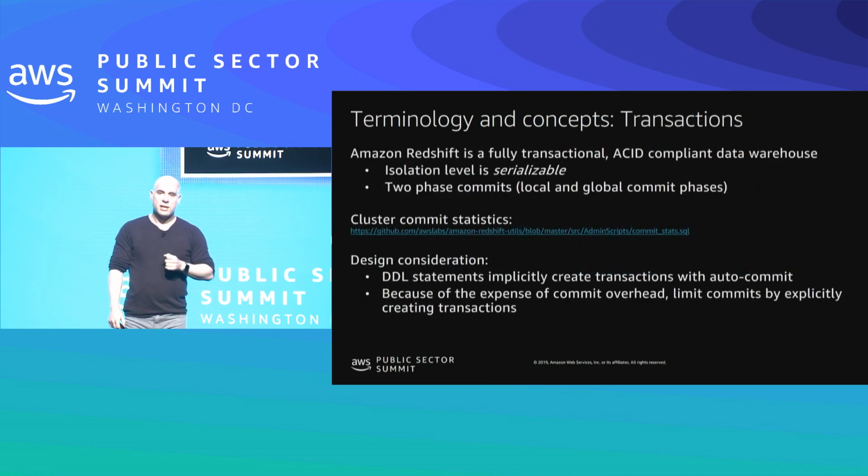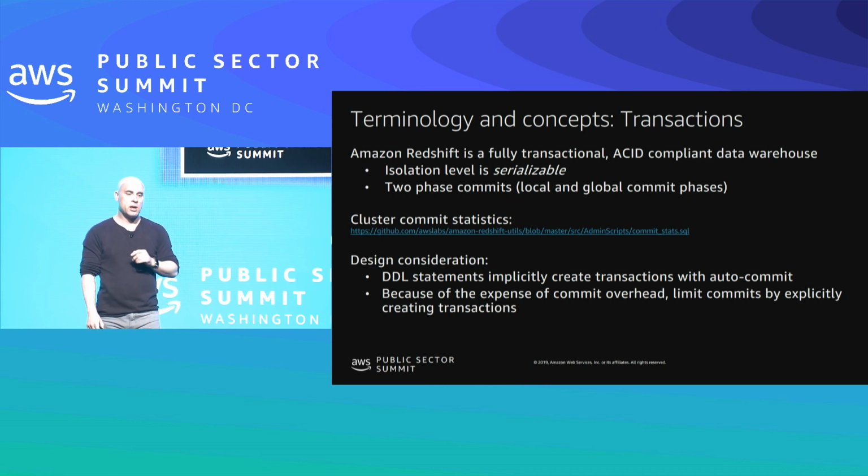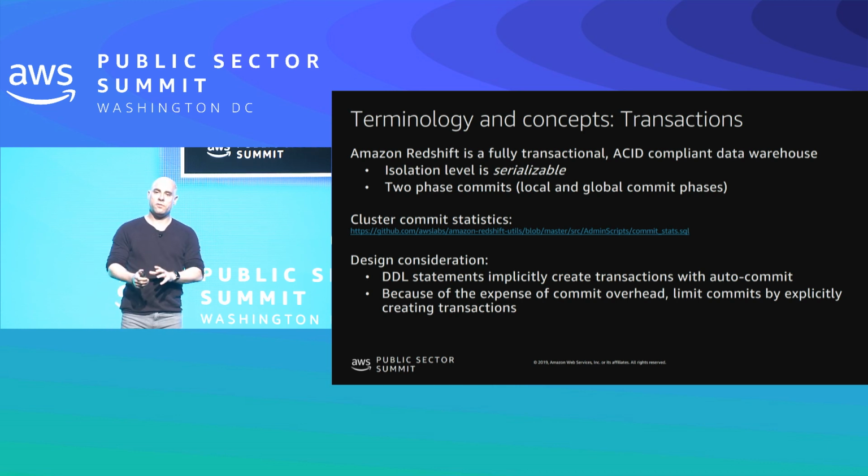Redshift is ACID compliant. It is fully transactional. We really only have one isolation level in Redshift though. It's serializable. You can request the other ones, you'll just end up getting a serializable isolation level. Our commits have 2 phases. Obviously it's an MPP data warehouse, we have many nodes, so there's a local phase to the commit and a global phase. Because of that, commits are more expensive in Redshift than they are in, say, a regular SMP database.